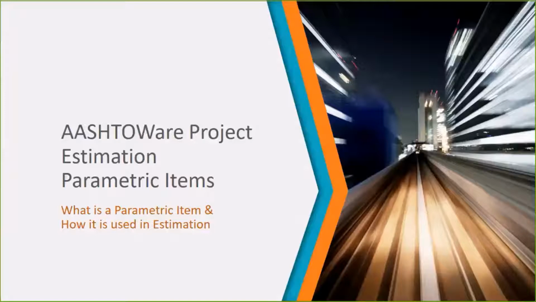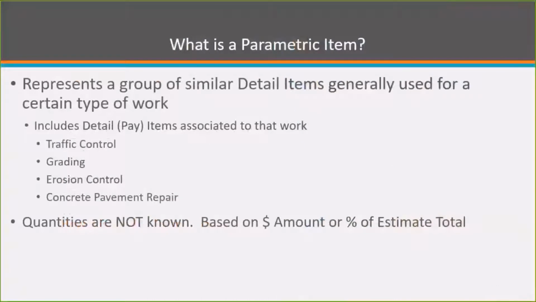So what is a parametric item? A parametric item represents a group of similar detail or pay items that are generally used for a certain type of work. These parametric items have a group of detail or pay items. An example of a couple parametric items that have been created are traffic control, grading, erosion control, and concrete pavement repair.